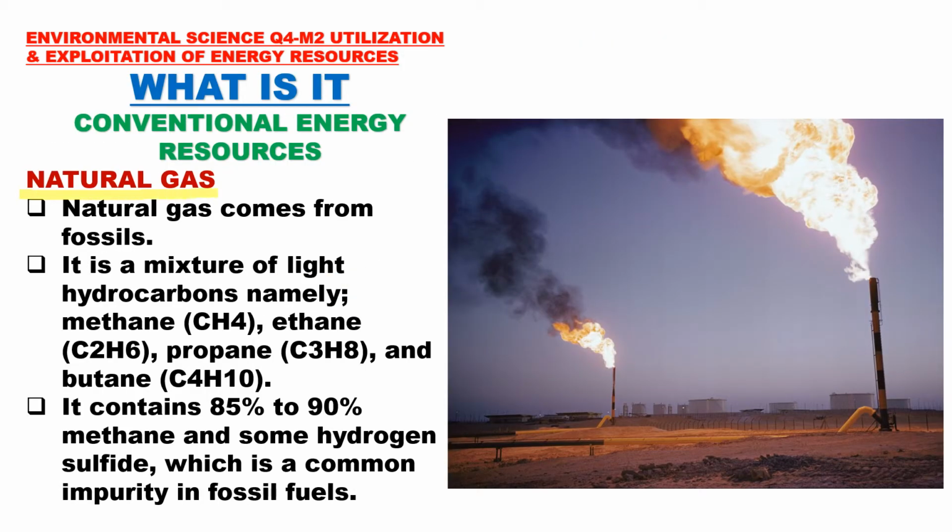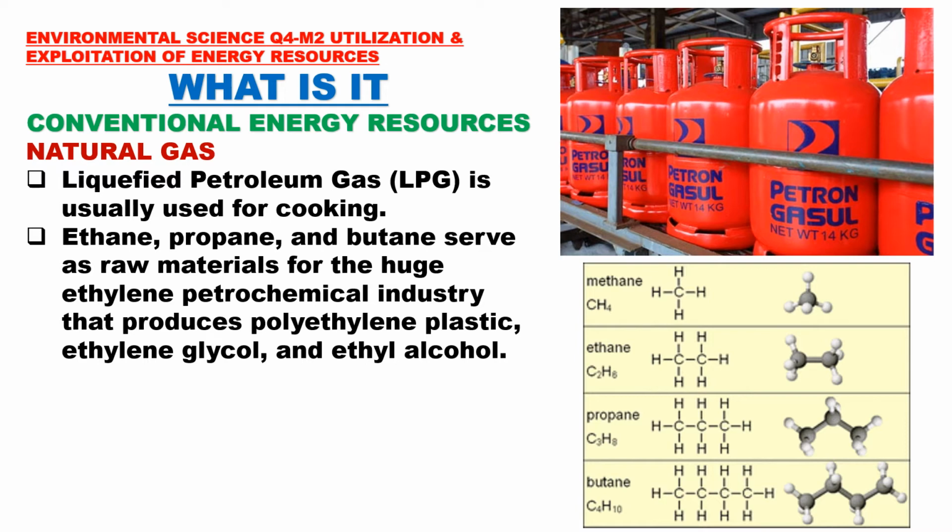Natural gas. Natural gas comes from fossils. It is a mixture of light hydrocarbons, namely methane, ethane, propane, and butane. It contains 85% to 90% methane and some hydrogen sulfide, which is a common impurity in fossil fuels. Liquefied petroleum gas, or LPG, is usually used for cooking. Ethane, propane, and butane serve as raw materials for the huge ethylene petrochemical industry that produces polyethylene plastic, ethylene glycol, and ethyl alcohol.